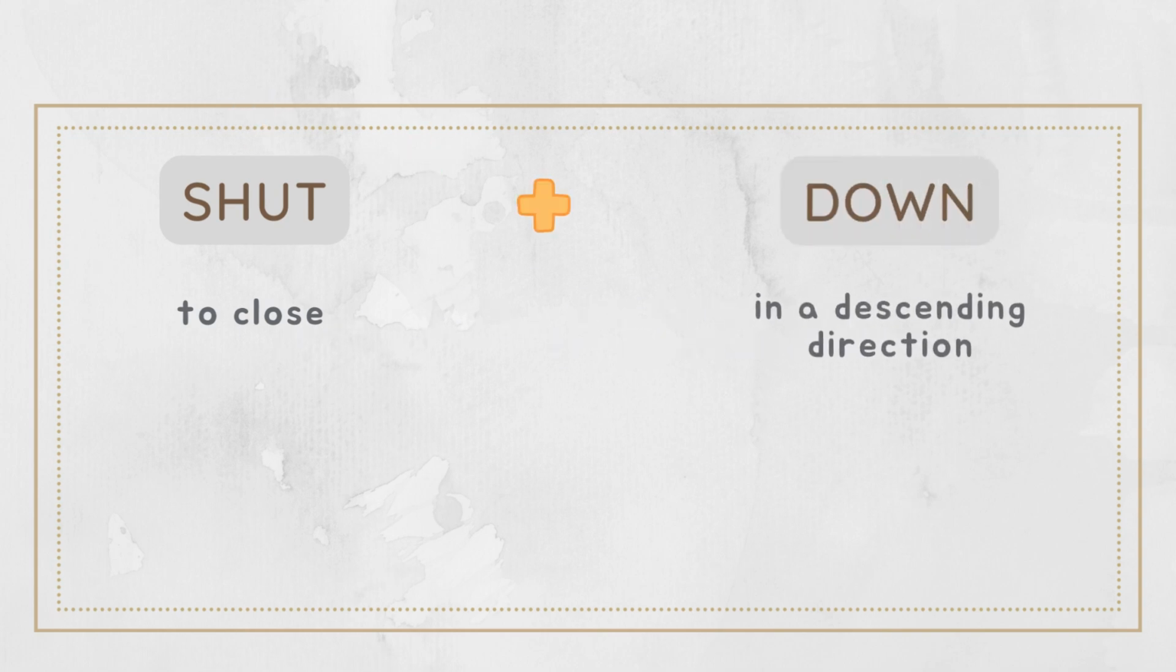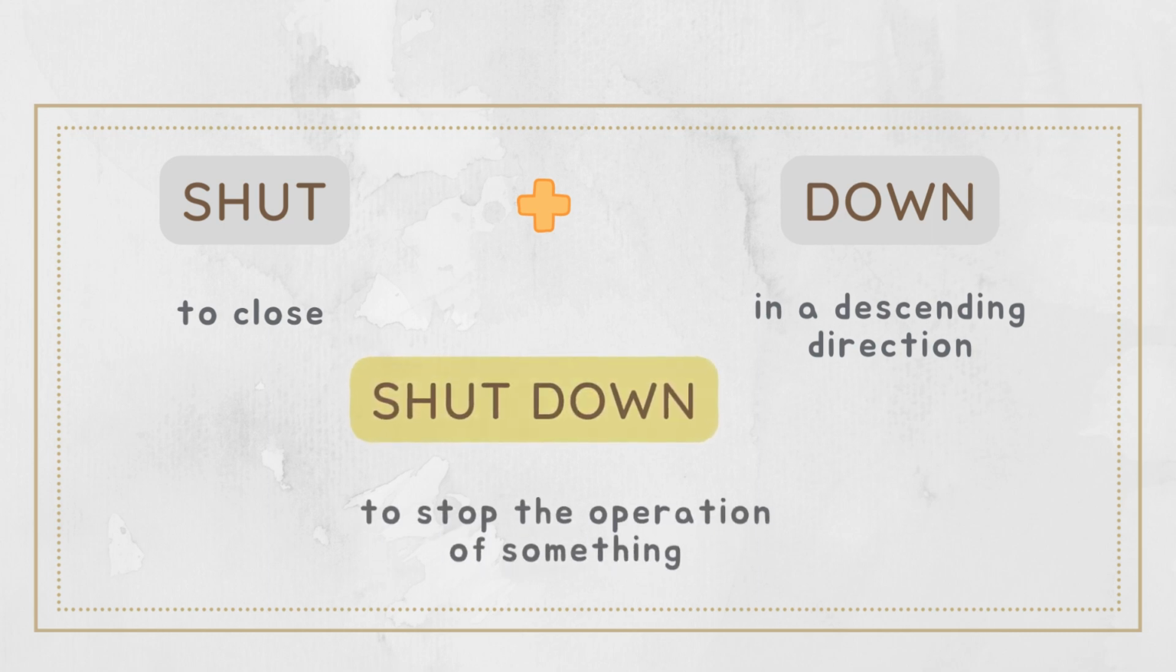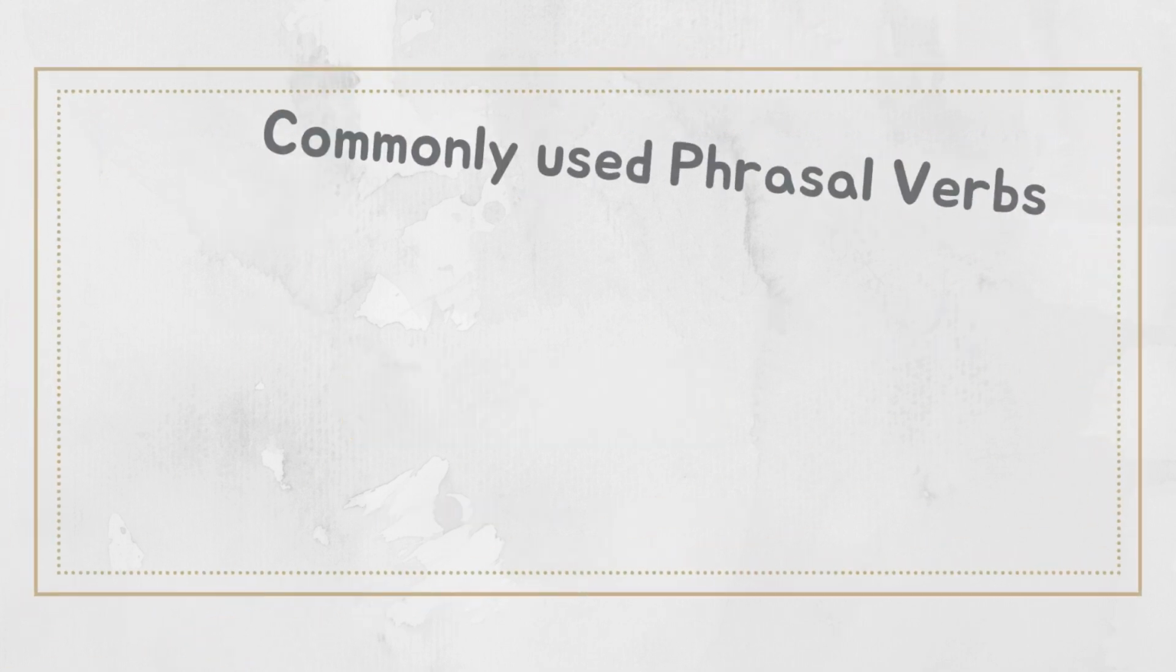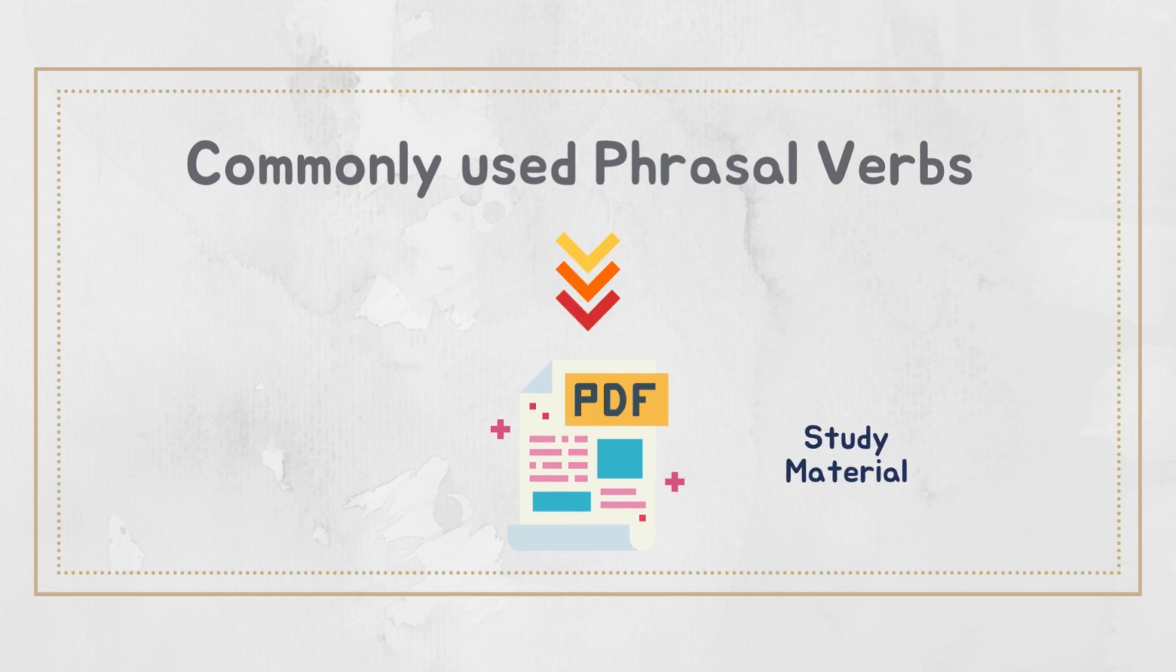The verb shut means to close, and the adverb down means in a descending direction. However, when we combine both these words, the resulting phrasal verb shut down means to stop the operation of something, which is a different meaning than the two individual words. I have given a list of some common phrasal verbs in the material below, along with their meanings. You can go through that to improve your vocabulary.